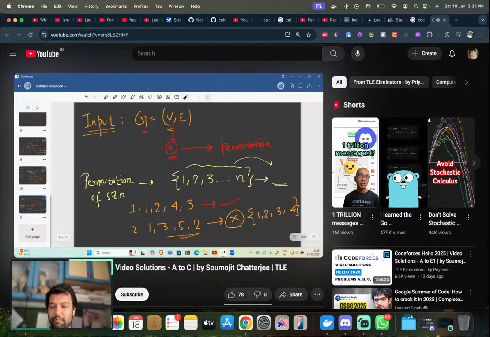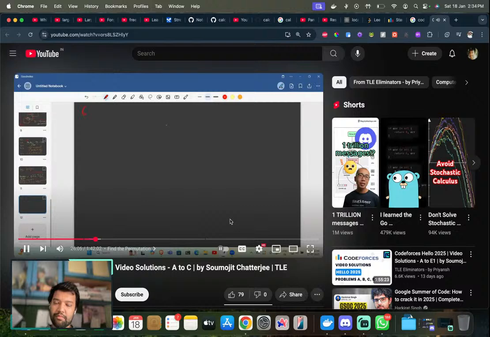First of all, how does this 5 appear? Second, you can't have repetitive elements in a permutation, like 1, 1, and 3. Now, this is what the question says. So let me explain the question.